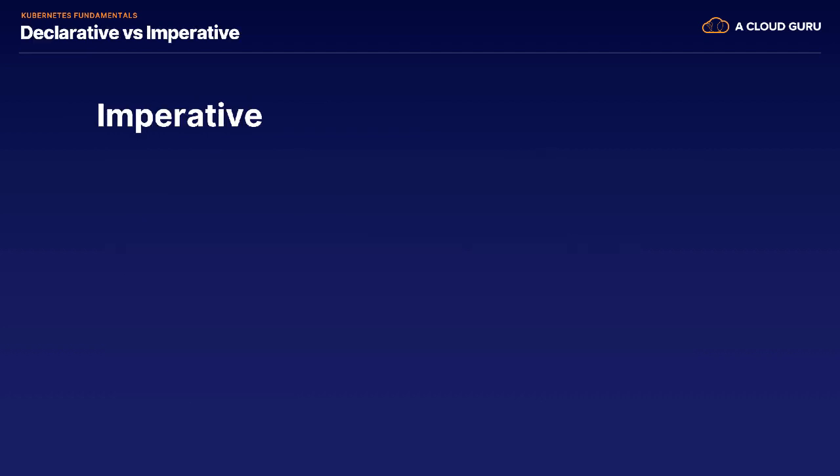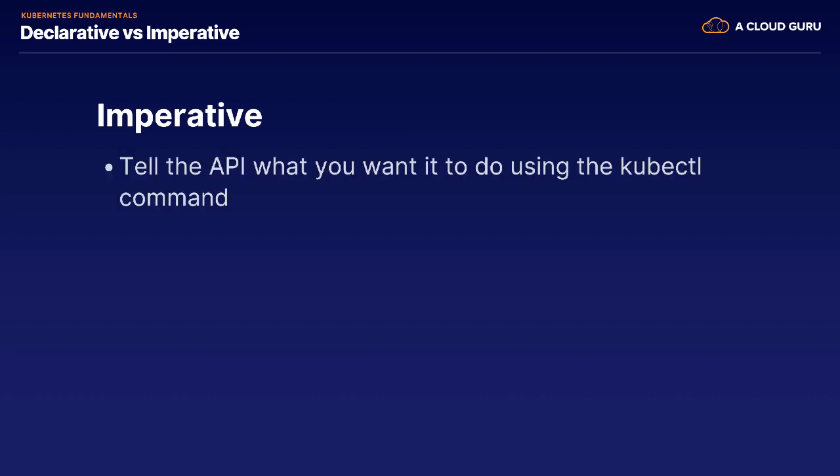When it comes to Kubernetes, you really have two different options for running your applications. However, because of Kubernetes' design, it's really going to push you into the declarative model. But first, let's talk about the imperative model. So in the imperative model, you tell the API what you want it to do using the kubectl command. For example, kubectl run this pod. It's going to create a new pod called Nginx, and it's going to use the image Nginx. Kubernetes doesn't have to think about that. You said specifically, run this pod, and it will.